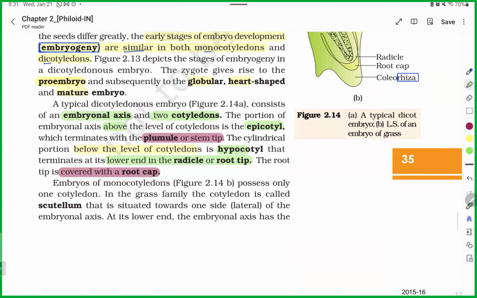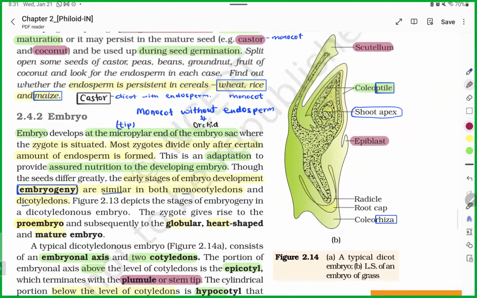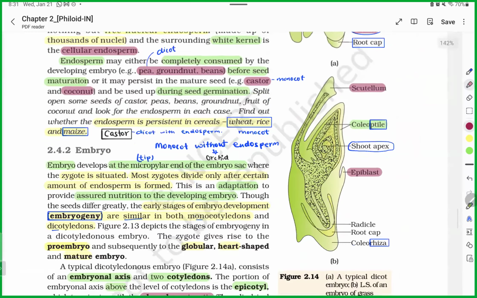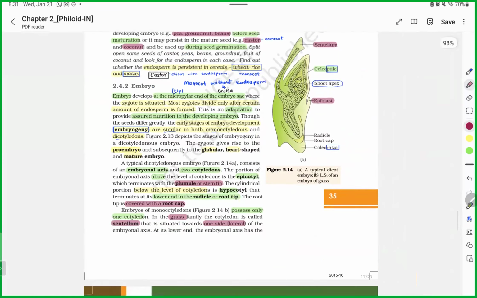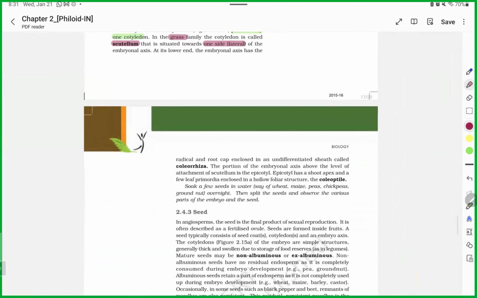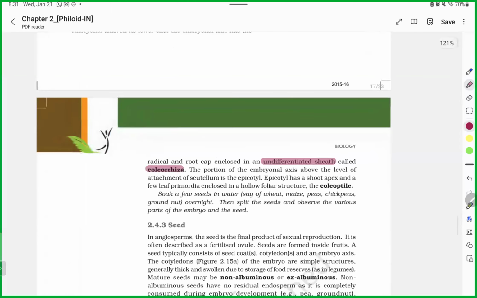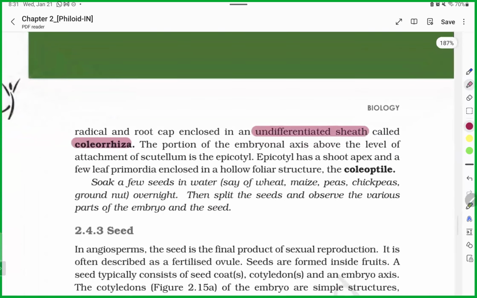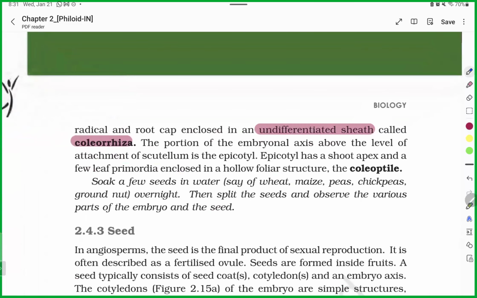Okay. Next, in case of monocot, they have only one cotyledon. And in case of the grass family, this is known as scutellum. On the one side, the lateral side of the embryonal axis, sidewise, see the scutellum in the diagram. Okay. The lower end of the embryonal axis has radicle and root cap enclosed in an undifferentiated sheath, coleorhiza. See, you will never forget coleorhiza. Even if you know that, you might forget undifferentiated sheath.